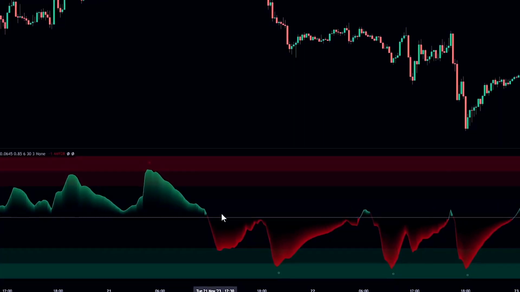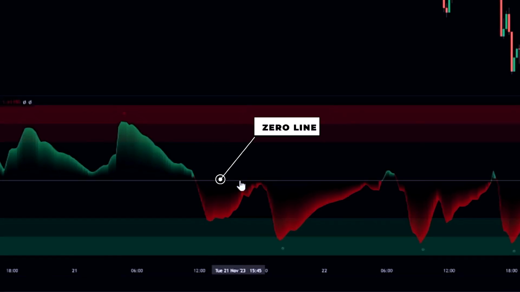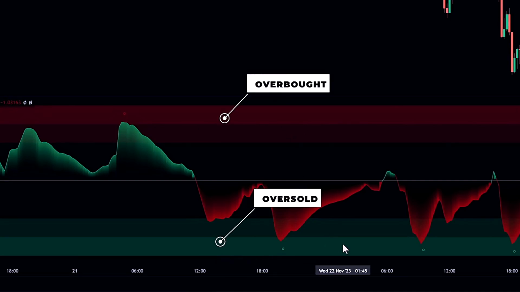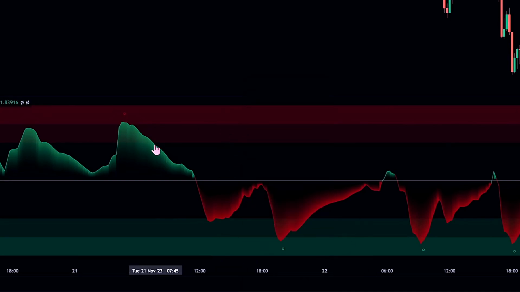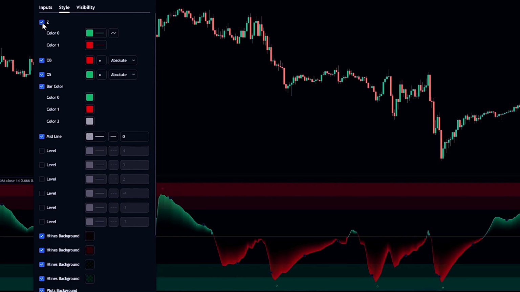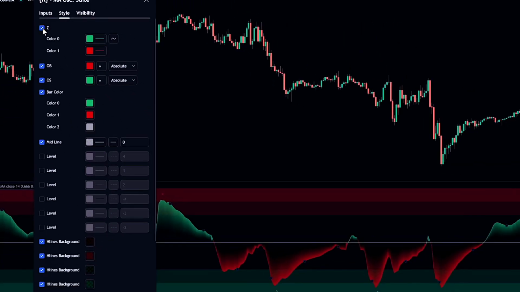Now let's break down its main features. The horizontal line in the middle is the zero line. That's the core reference point for this indicator. Then you've got the upper and lower boundaries, which represent the overbought and oversold zones. Finally, there's this line that switches colors between green and red. That's known as the Z line. It's written right on the chart. If you toggle it on and off, you'll see exactly which line it is.